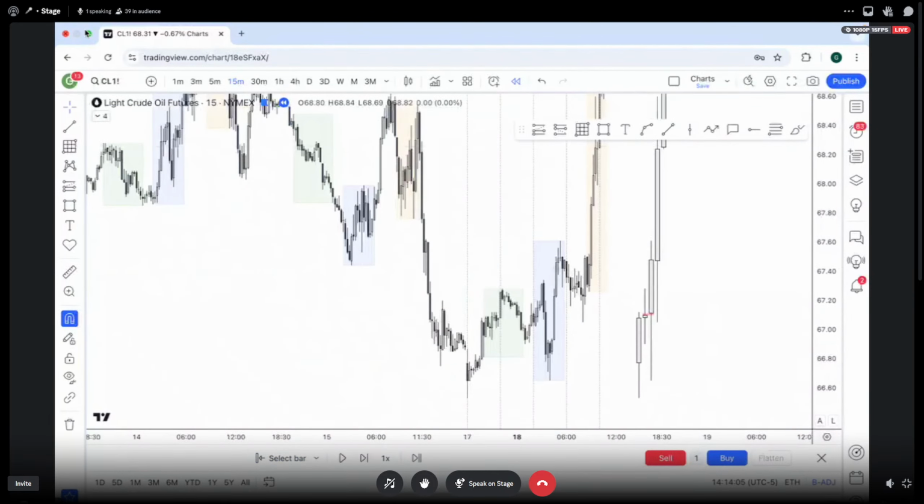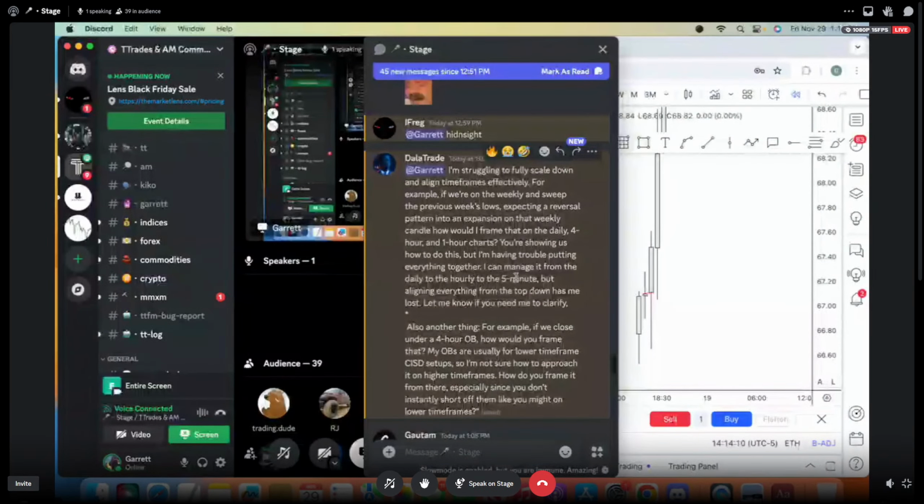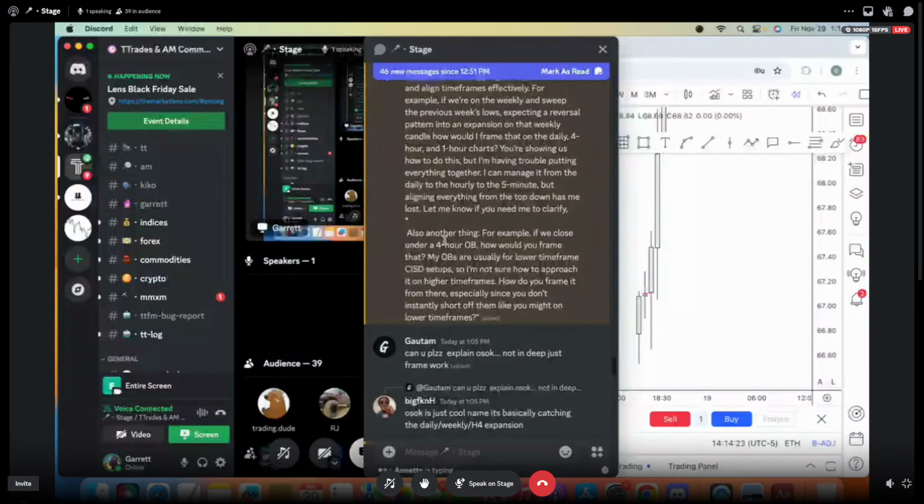So what are you talking about here? You're showing us how to do this, but I'm having trouble putting everything together. I can try finding everything out there. Also, another thing, for example, if we close under the 4-hour OB, how would you frame that, especially since you don't instantly short often?